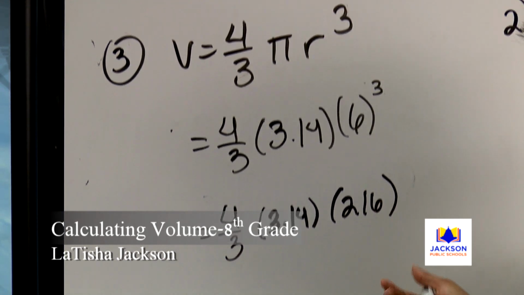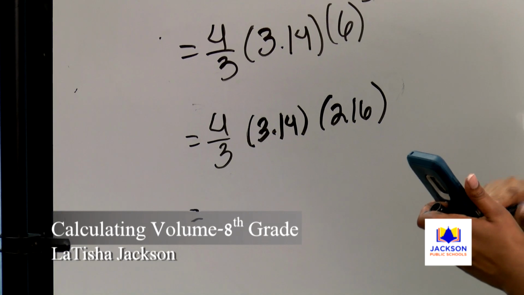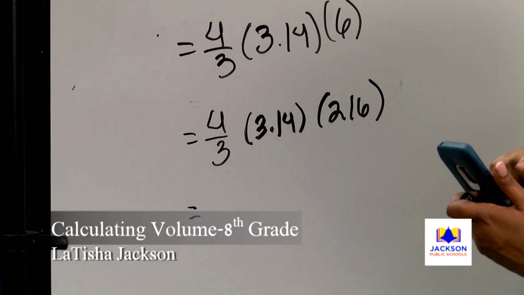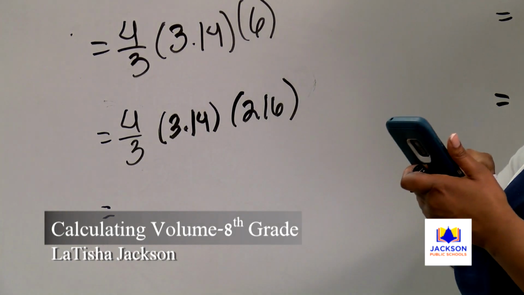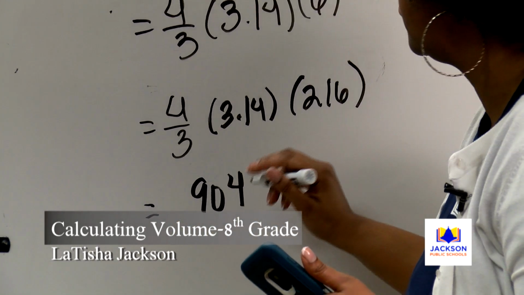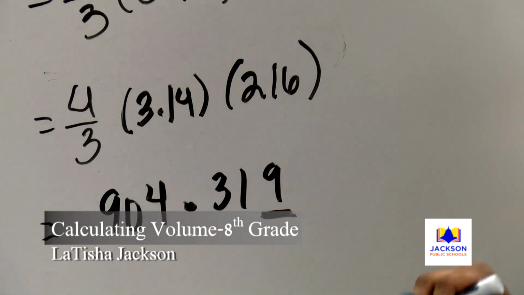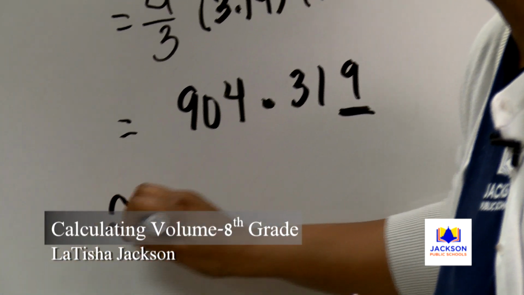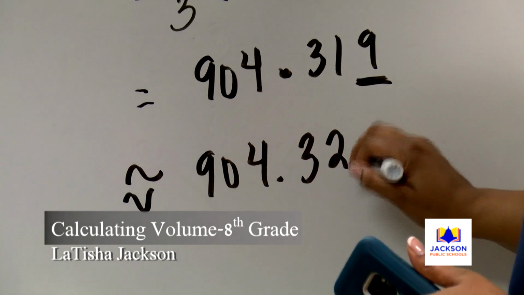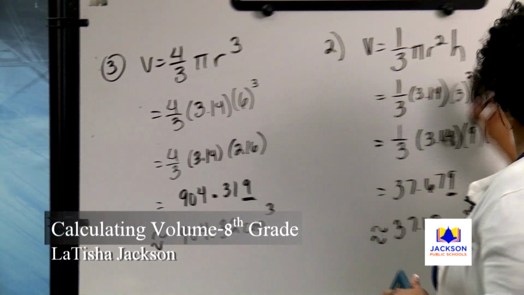And then you just punch it in your calculator as we see it. So 4/3, so we say 4 divided by 3, enter. And then times 3.14 times 216. And we get 904.319. I round to the nearest hundredths. So it approximates to be 904.32 centimeters cubed. Easy? I know it.